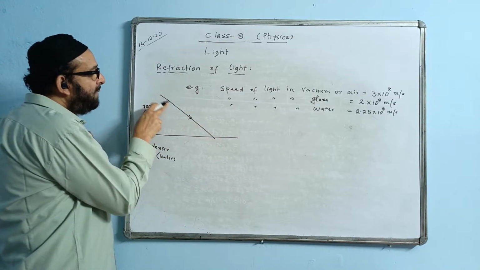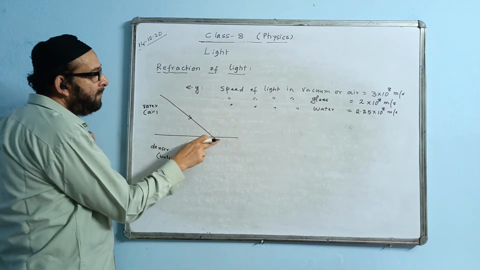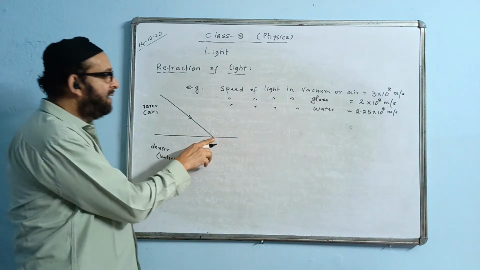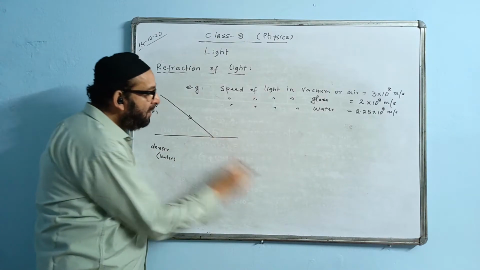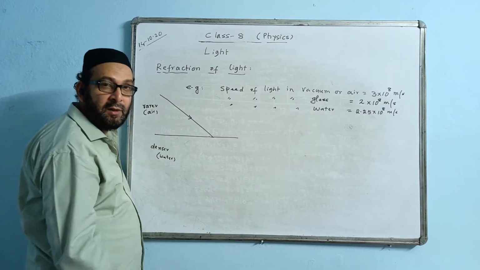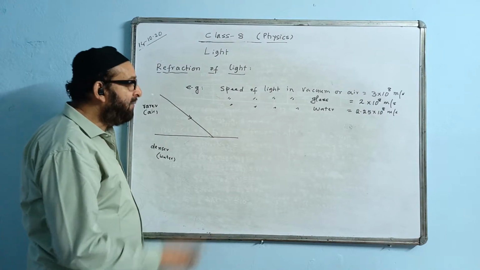In air, the speed is the same everywhere, the same medium taking place. But here is the surface separating air and water. At this point, do you think the ray of light will continue going in the same direction? The answer is no. The direction will change. Bending will take place now.